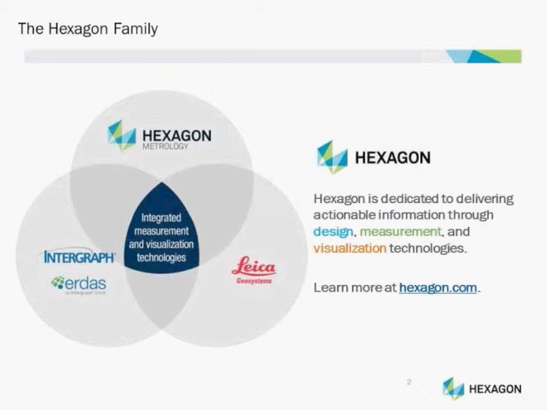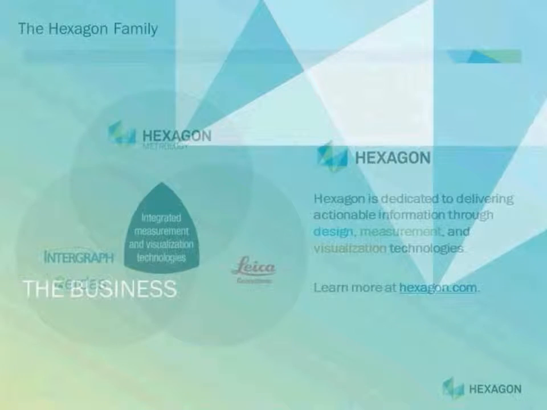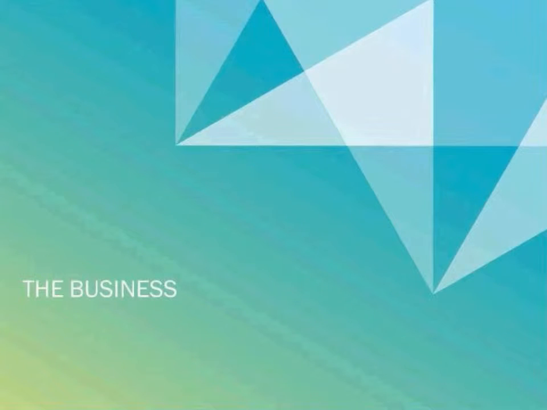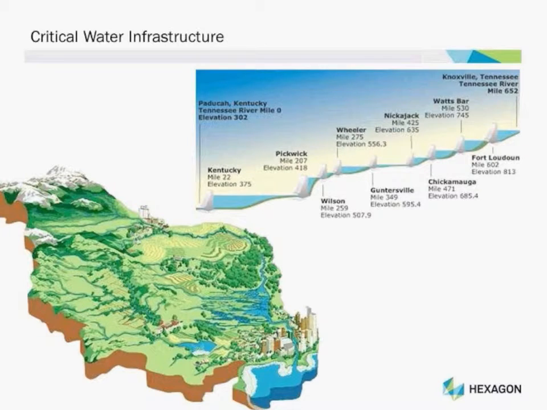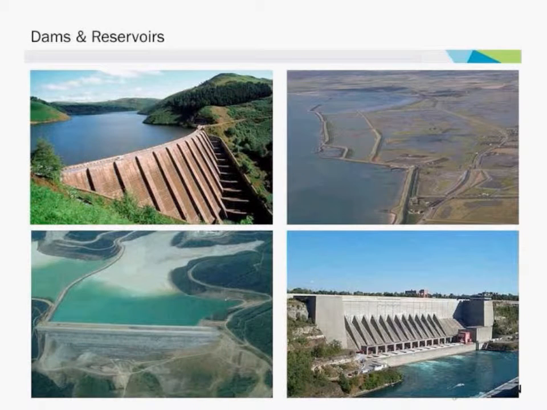This integration and the solution has also allowed us to enter into some new market areas that we have not been working on in the past. So the H2O solution focuses on the business of critical water infrastructure. For critical water infrastructure, this can be anything related to a river system, such as dams, bridges, tunnels, with a specific focus on dams and reservoirs as an initial starting point.